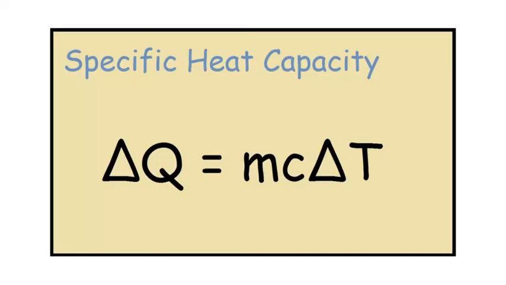This is the specific heat capacity equation, which says the change in energy equals the mass times the specific heat times the change in temperature. We'll talk about specific heat a little more on the next slide, but these three should make sense. The heat flow equals the mass of the material times the specific heat times the change in temperature. And what's specific heat? What does that C represent?